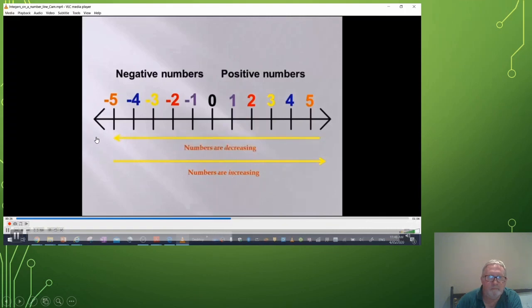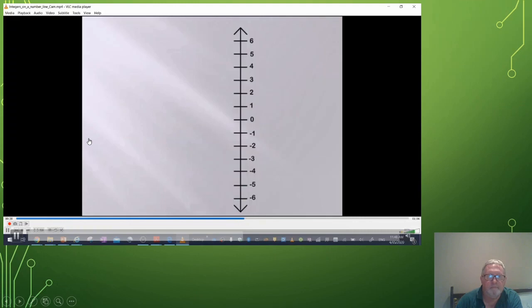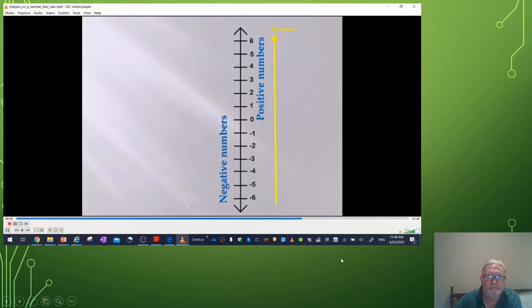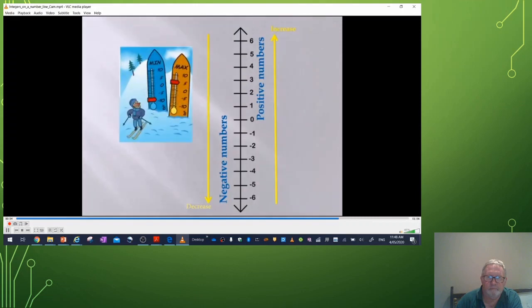The number line can also be written vertically. The numbers above 0 are the positive numbers, and the numbers below 0 are negative numbers. Numbers increase as they move up the number line and decrease as they move down the number line. The positive and negative numbers on a thermometer are also set out vertically. The positive numbers are above 0 and the negative numbers are below 0. Now it's your turn to use a number line to solve problems.